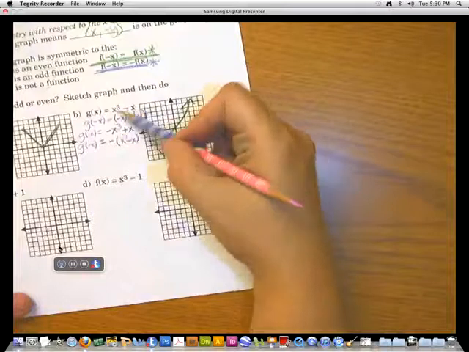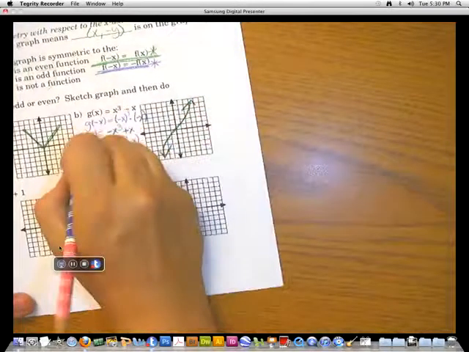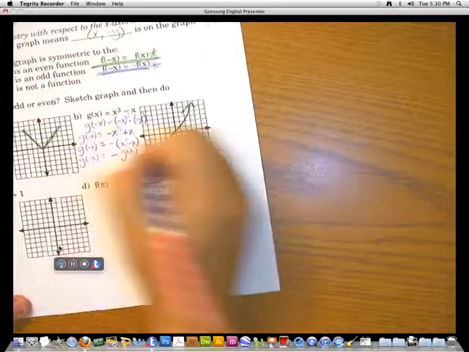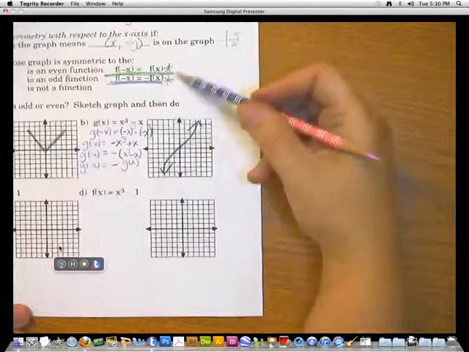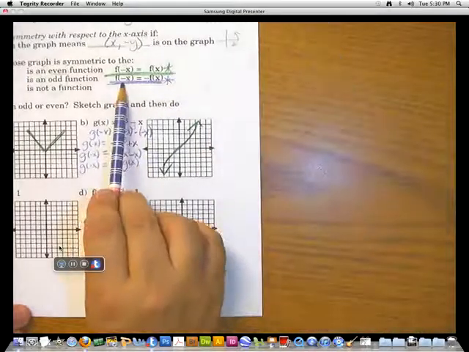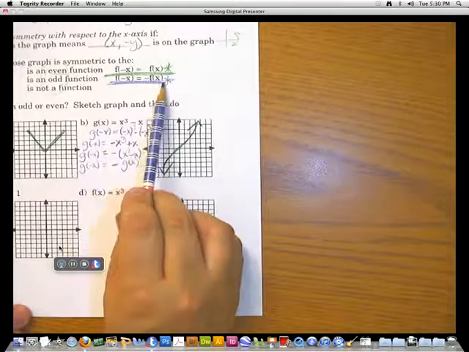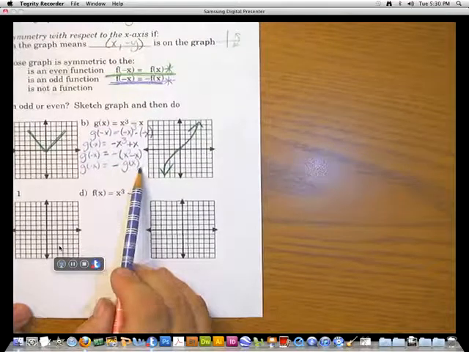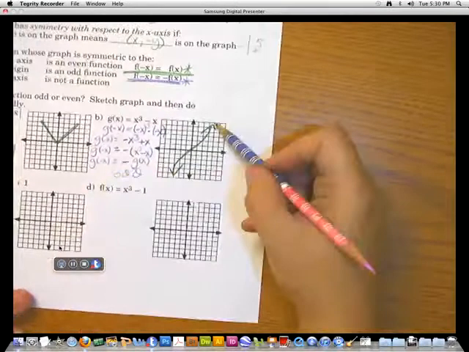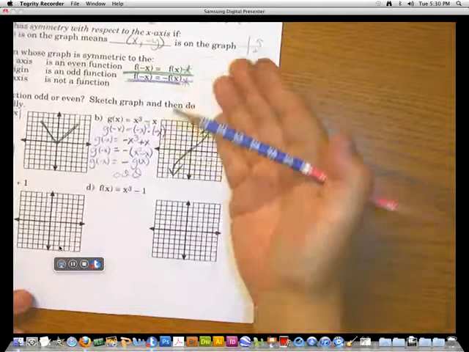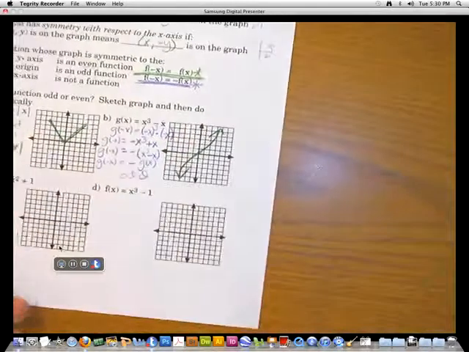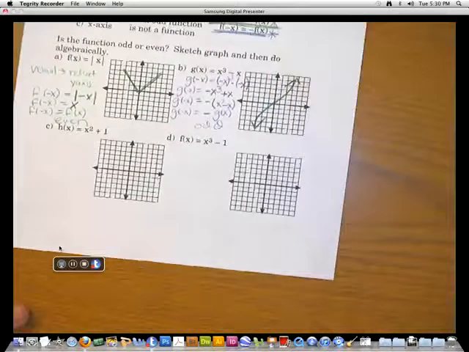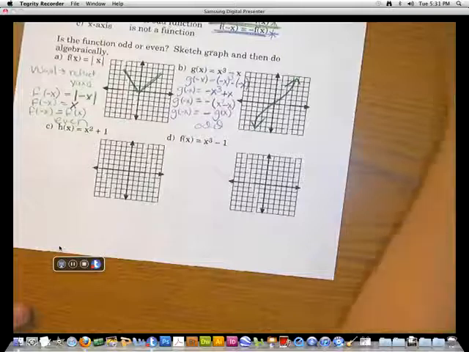Well, x cubed minus x is the exact same as my original function. So I have a negative of my original function. If I come back up here, if I put in the negative and I get a negative of my original function, then it's odd. And if I look at my picture, yep, what's in the first quadrant is flipped over into the third quadrant. It is reflective over the origin, therefore it is odd.